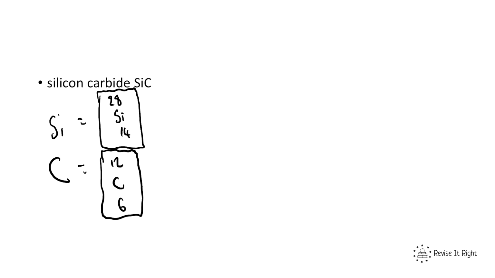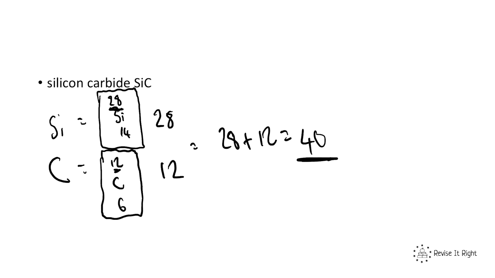We then need to find the mass for each of those. So silicon has a mass of 28 and carbon has a mass of 12. There's only one of each, so we only need to do one of each for this one. Then we add those together: 28 plus 12 equals 40. So the relative formula mass of silicon carbide is 40.